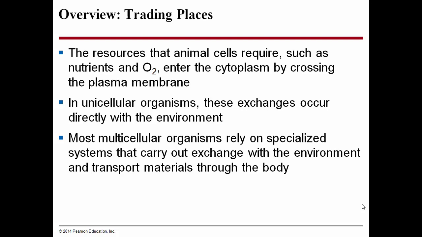Okay, this is the overview. The resources that animals' cells require, such as nutrients and oxygen, enter the cytoplasm of each cell by crossing the plasma membrane. In unicellular organisms, these exchanges occur directly with the environment, usually a liquid environment. Most multicellular organisms rely on specialized systems that carry out exchange with the environment and transport materials through the body. In this chapter, we're mostly talking about gases and dissolved gases, oxygen and carbon dioxide.